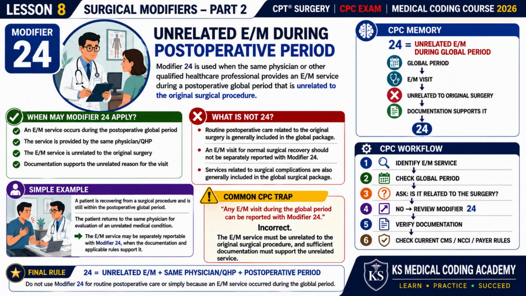Now let's learn about modifier 24, unrelated EM during the postoperative period. Modifier 24 is used when the same physician or qualified healthcare professional provides an EM service during a postoperative global period, and that EM service is unrelated to the original surgical procedure. The key question is: is the EM service related to the surgery? If it is an unrelated medical condition, and the documentation supports that distinction, modifier 24 may be appropriate. However, routine postoperative care related to the original surgery is generally included in the global package and should not be separately reported with modifier 24.